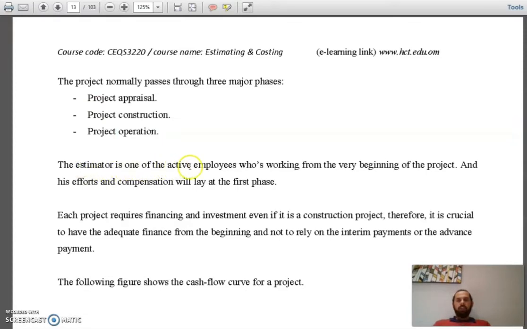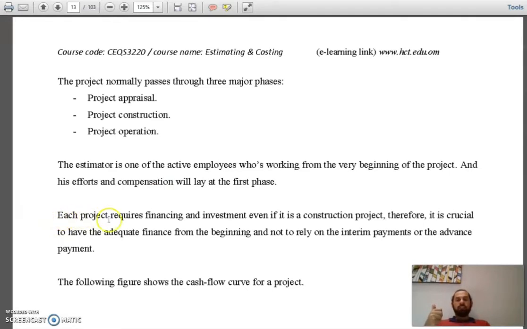The estimator is one of the active employees, as we said, who is working from the very beginning of the project, and his efforts and compensations will lay at the first place. يعني انت اول واحد من الناس الاول اللي يدخلون في المشروع، وحتى مصاريفك وتكاليفك وجهودك راح تكون في البداية.